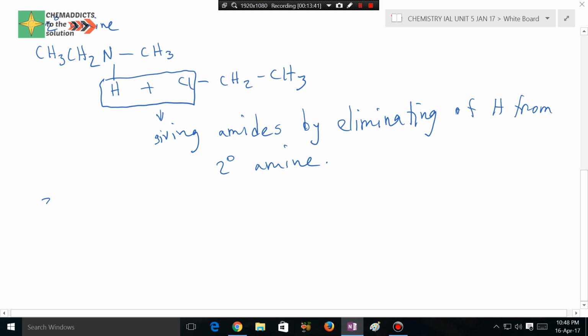Now let's move on to the 3-degree amine. What happens to 3-degree amines, and why don't 3-degree amines form amides? Let's see why. If we draw the structure of a 3-degree amine, we end up like this. Let's draw the nitrogen atom over here, and this nitrogen has 2 methyl groups attached. CH3, and here CH2.